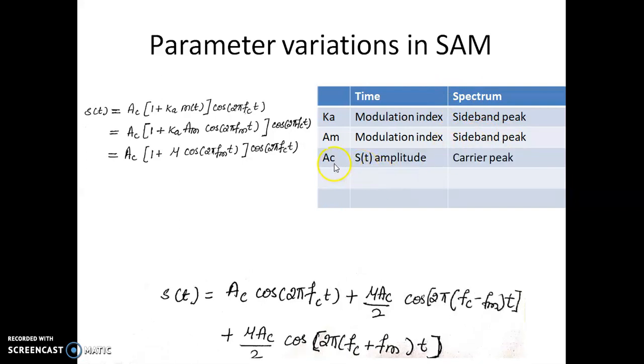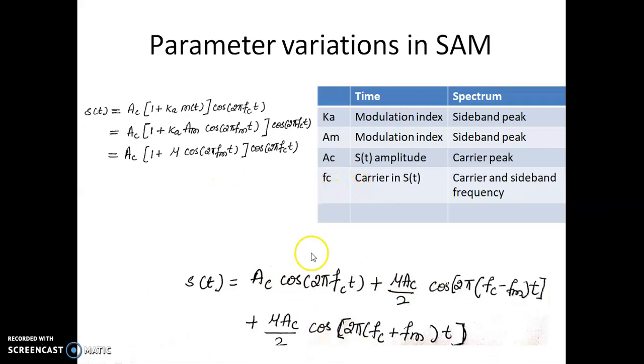And if I change the AC, in the time domain I can see the entire amplitude of the modulated signal will change, and in the spectrum, along with the carrier peak, the peak of your sideband will also change. As you can see here, this is the amplitude of the carrier, this is the sideband. AC is there in all three terms.